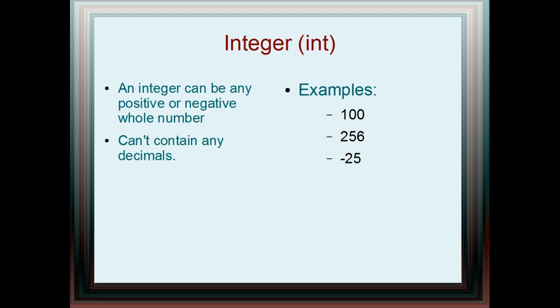The first and most basic type of data available to us in Python is the integer. Like in mathematics, an integer can be any positive or negative whole number that doesn't contain any decimal information.